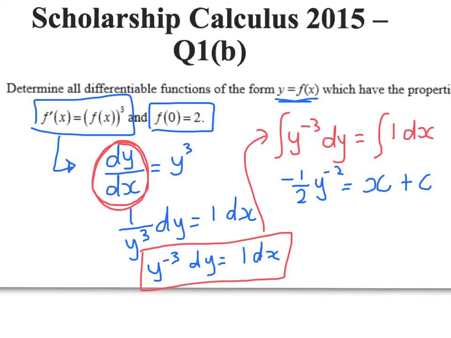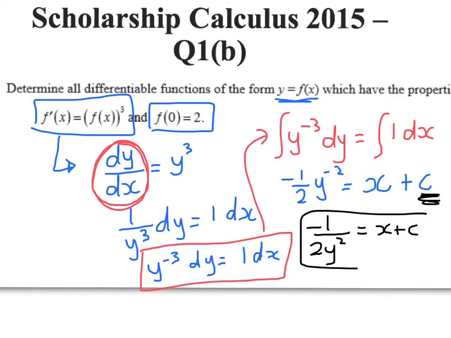integration. Now, we only need to have one of these, so we don't need a plus c on both sides. So this is an arbitrary add factor that when we differentiate will disappear. So that gives me this: negative 1 on 2y squared is equal to x plus c. And that's as far as we can go for now.